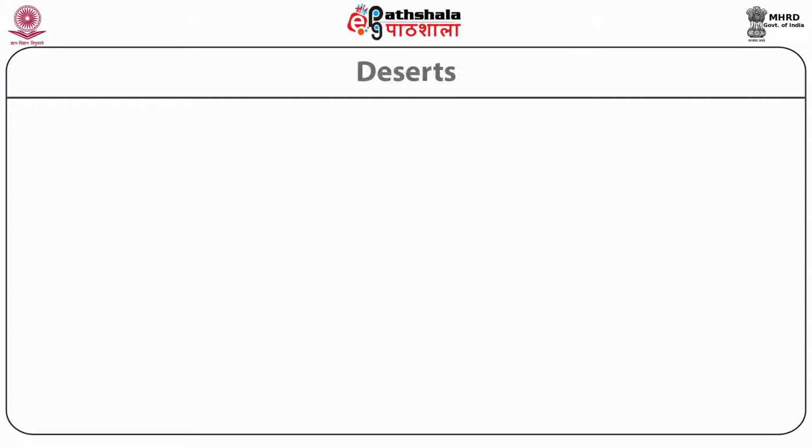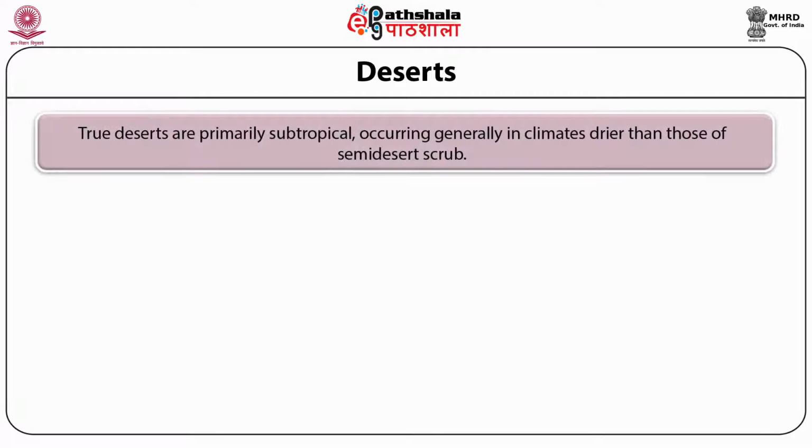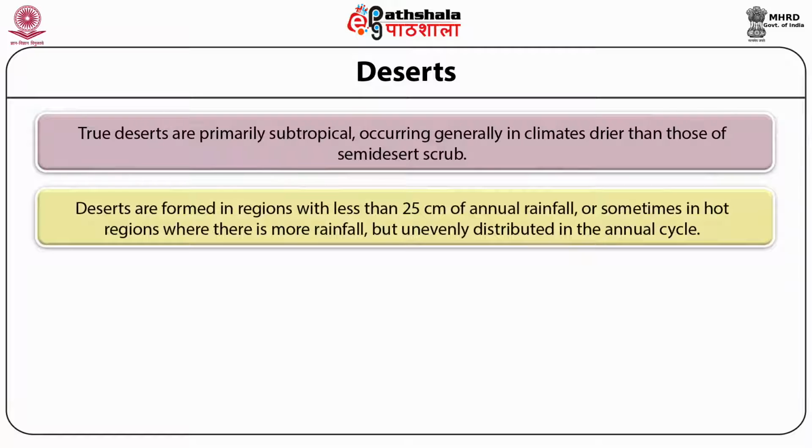Deserts. True deserts are primarily subtropical, occurring generally in climates drier than those of semi-desert scrub. Deserts are formed in regions with less than 25 centimeters of annual rainfall or sometimes in hot regions where there is more rainfall, but unevenly distributed in the annual cycle. Plant forms range from typical low shrubs to some very distinctive plants and lichens in areas with fog.